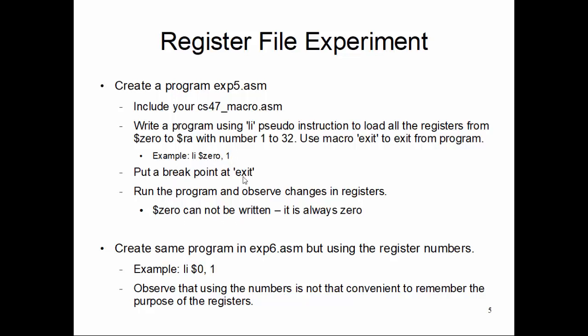And we'll put a breakpoint at the exit and run the program. We'll observe the change in the registers, and we'll see that register 0 cannot be written. It is always 0. Then we'll do the same program, which we'll call xp6.asm, but using the register numbers. And observe that the numbers are not convenient to remember for the purpose of the registers. So that's the whole purpose of this experiment.